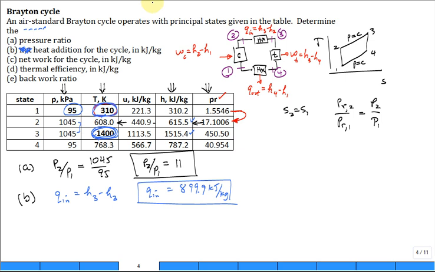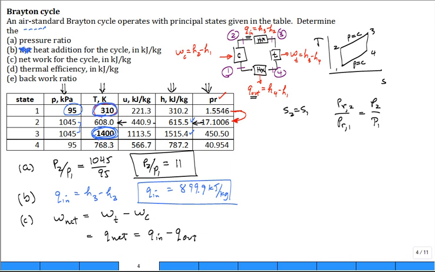How about for part C? What is the net work? Well, you have work net. You can calculate it two ways. You could say, what does the turbine produce minus what the compressor consumes? You could also say, well, work net is Q net, true? And Q net is equal to Q in minus Q out. Here is the Q in here, and here is the Q out there. Either one will work. All right?